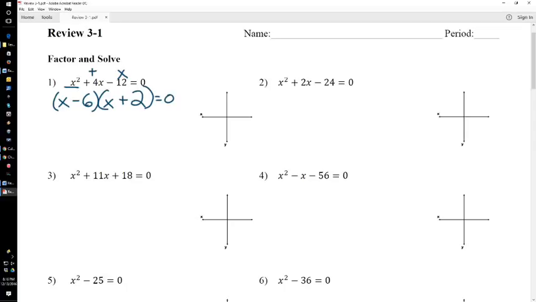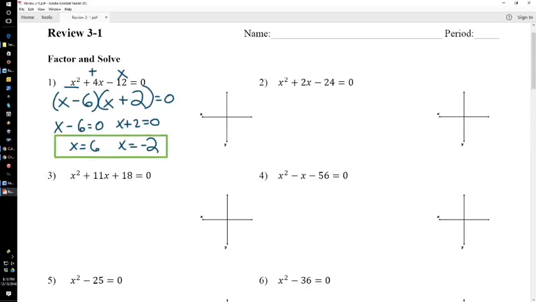The test is going to ask you for two parts. One of them is the factors. These are the factors. That is the majority of the answer right there. The other part is for your solutions. The way you find your solutions, you set your two factors equal to 0, so x minus 6 equals 0, and x plus 2 equals 0. Solve for x, move the 6 over, x equals 6. Move the 2 over, x equals negative 2. Right? And those are your solutions. So that's how you solve it. And these are your factors. Both parts will be needed for the test.